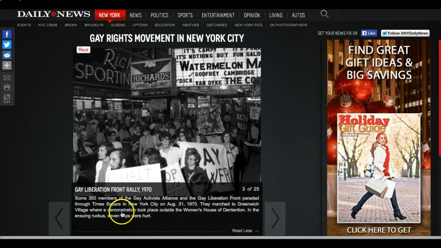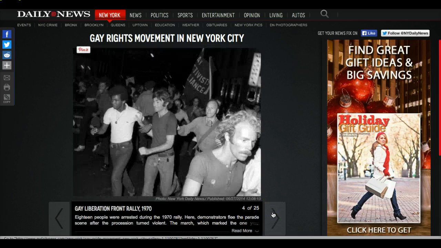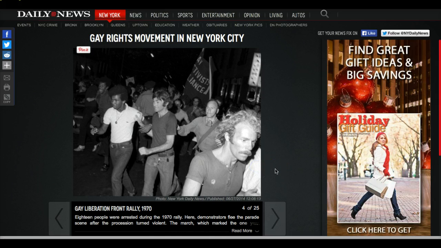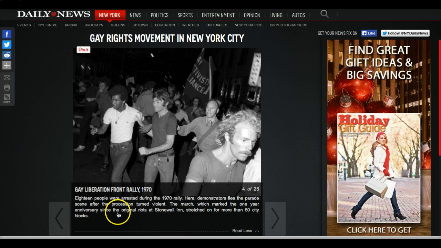Greenwich Village, where a demonstration took place outside the Women's House of Detention. In ensuing brawls, 7 cops were hurt. Another image of the parade shows that it was somewhat chaotic. 18 people were arrested during the 1970 rally. Here, demonstrators fled the parade scene after the procession turned violent. The march, which marked the one year anniversary of the original riots at Stonewall Inn, stretched on for more than 50 city blocks.